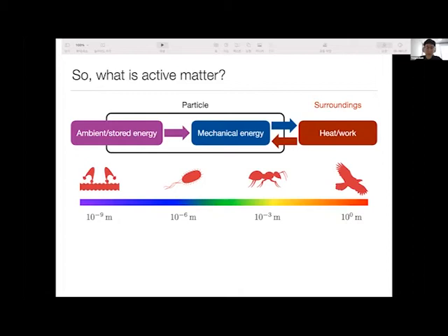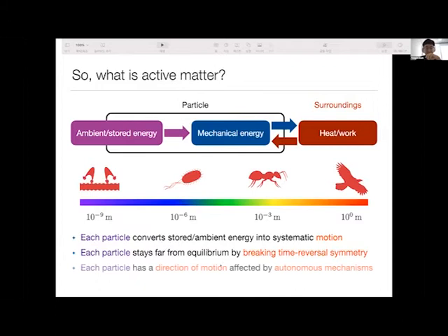So what is active matter? It can exist on various length scales, from the nanometer length scale where you have molecular motors working on some microtubule or microfilament, all the way to the meter scale where you have animals moving around. But what is shared between all these levels of systems is that each particle converts stored energy into systematic motion, each particle stays far from equilibrium by breaking time reversal symmetry, and each particle has a direction of motion which is determined by completely inner mechanisms instead of some global driving field.